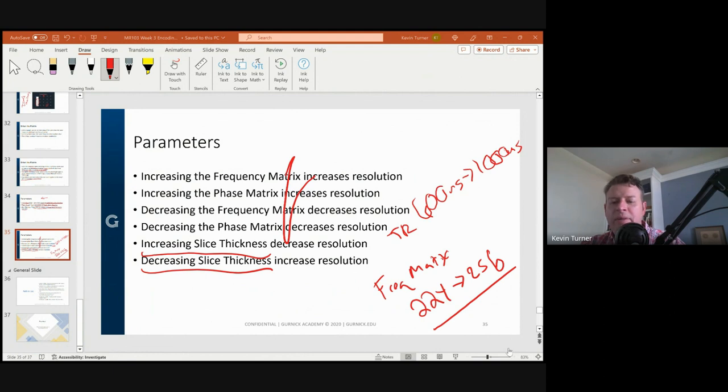Yes, nothing happened to resolution. Nothing happened to resolution. The only thing that happened is we have less T1 contrast.